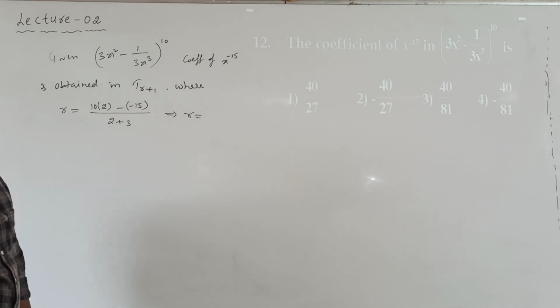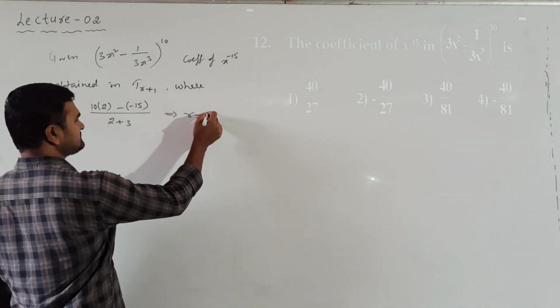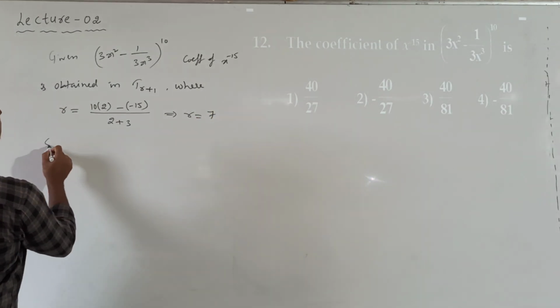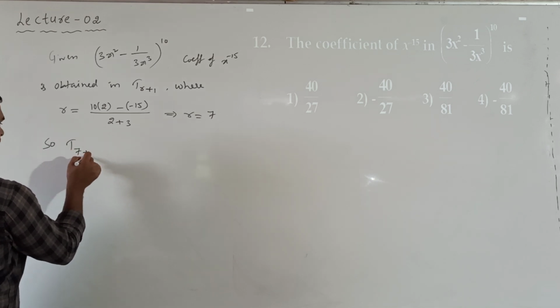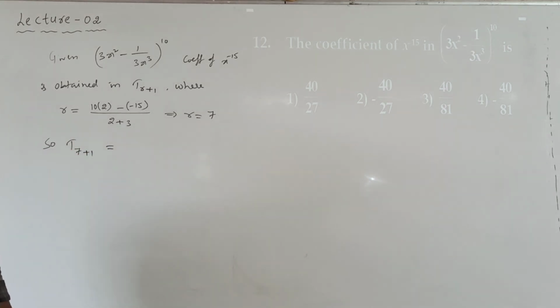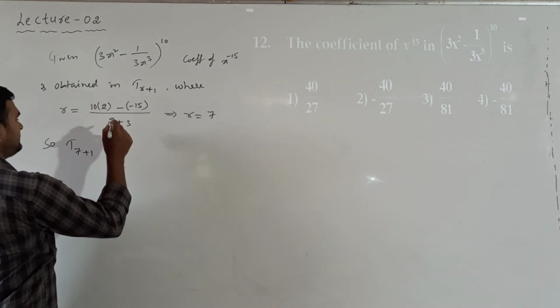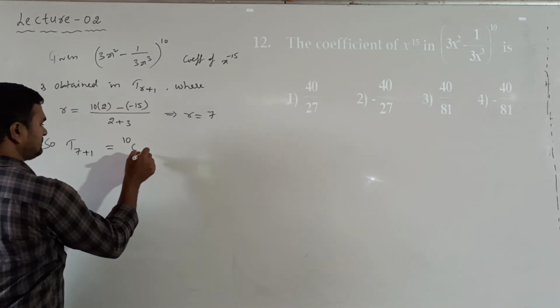20 plus 15, 35 divided by 5, r is 7. So this is the required term, T r plus 1. R is 7. So 10C7.